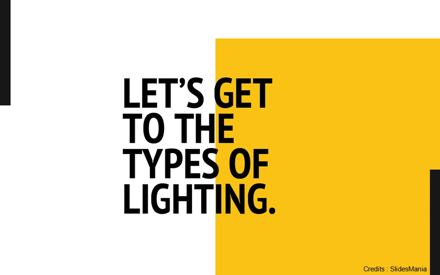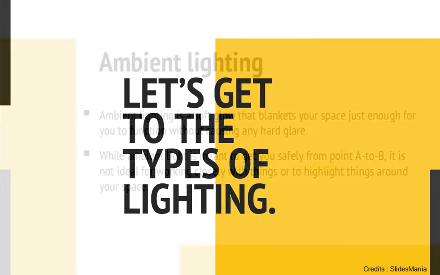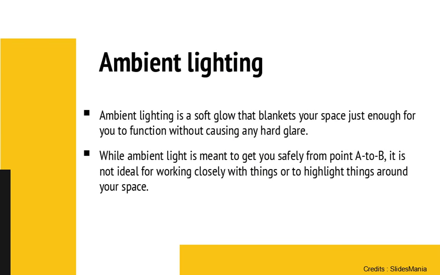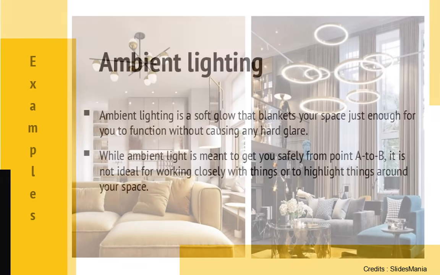Now let's get to the types of lighting. The first is ambient lighting. Ambient lighting is a soft glow that blankets your space just enough for you to function without causing any hard glare. While ambient lighting is meant to get you safely from point A to B, that is from the entrance to the end of the room, it is not ideal for working closely with things or to highlight things around your space.